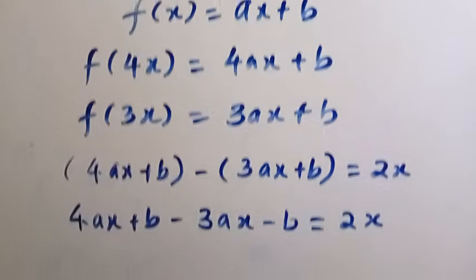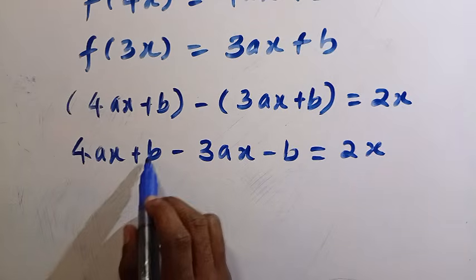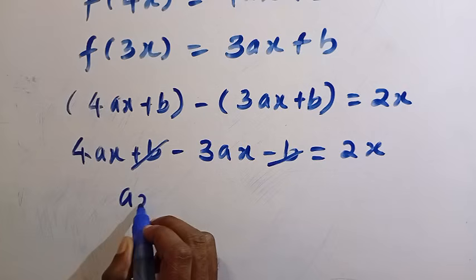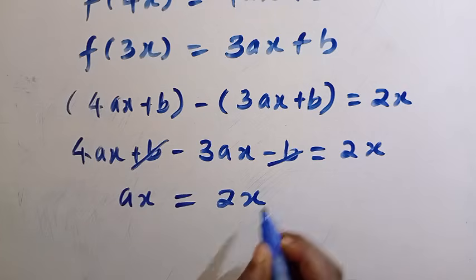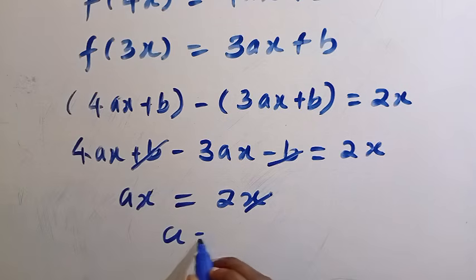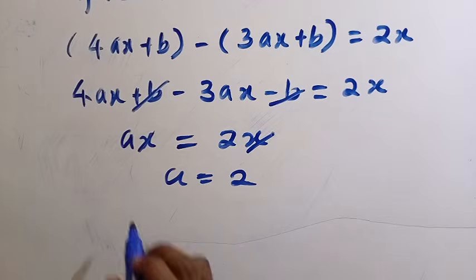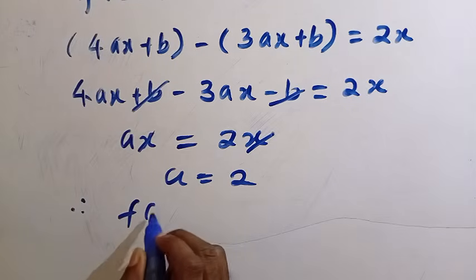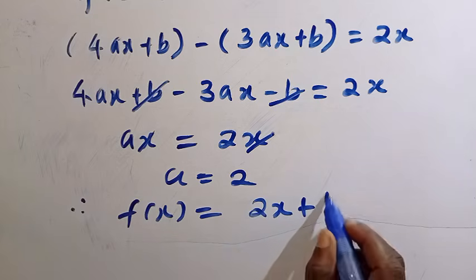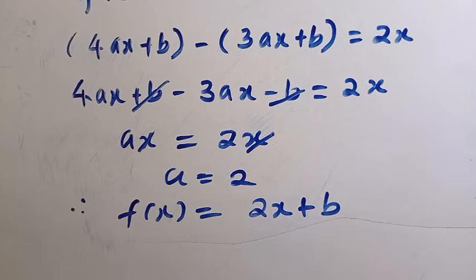Then b cancels b, and 4ax minus 3ax, we have ax equals 2x. x goes and a equals 2. If a equals 2, let's take it back. This implies that our f of x here equals 2x plus b, and b is a constant value. Okay, and this works for any constant.